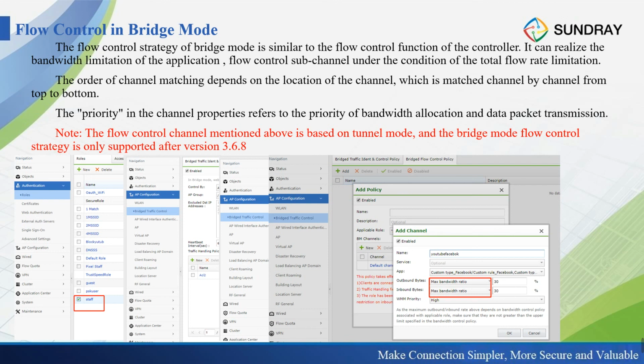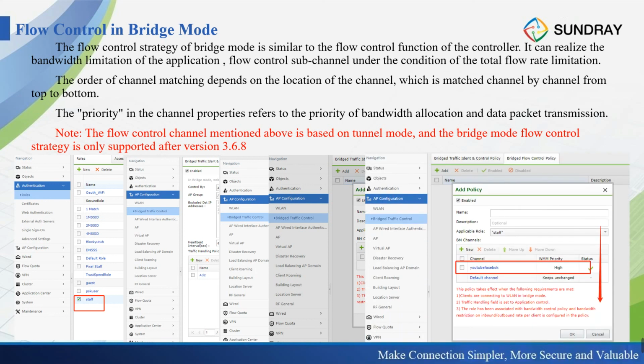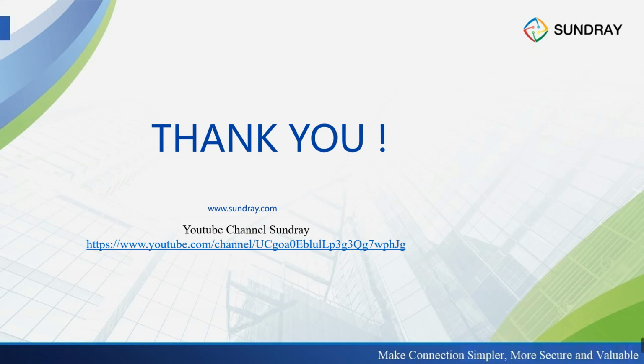You can add the channel, but please note that this channel is a limited channel. For the flow control in the bridge mode, we can do access control and flow control based on the application, but only in limited ways. We cannot guarantee 4 Mbps of bandwidth for the email application in the bridge mode. We cannot do that. That's the limitation of the bridge mode. Okay, so this part is for the flow control. Thank you.